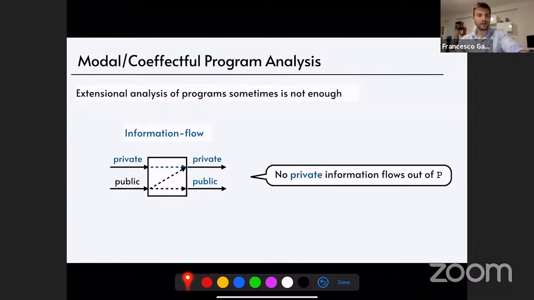And in particular, the kind of analysis we want to make in this scenario are statements of the form that no private information, sorry, can flow out of the program. So we have put some private input and then something happens inside the program, and we want to see what happens to this private information. In particular, we do not want this information to flow through to public information, which is now observable.